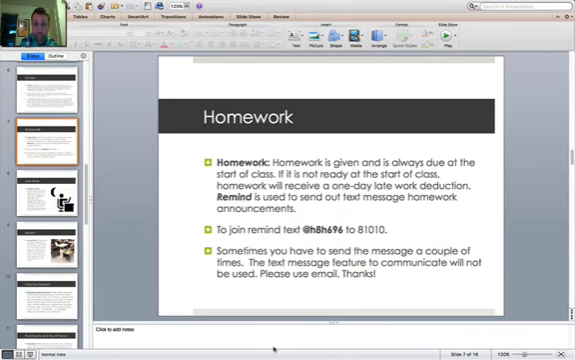Homework, I give it. I also have a text messaging service that I use called Remind. That middle bullet point will tell you how to join it. I don't communicate back with text messages. I think that's kind of inappropriate. Email is the best way to communicate with me. But with this service, I announce the homework, and the kids, and you if you'd like, will get a text message, and you'll see what the homework is.